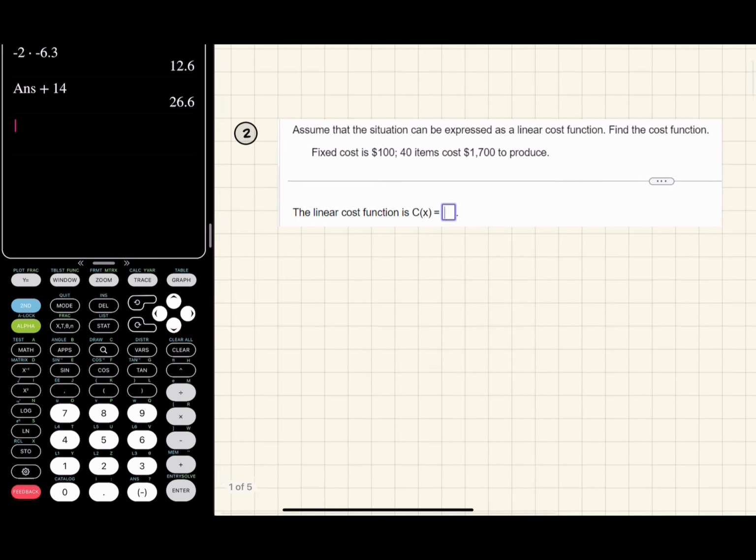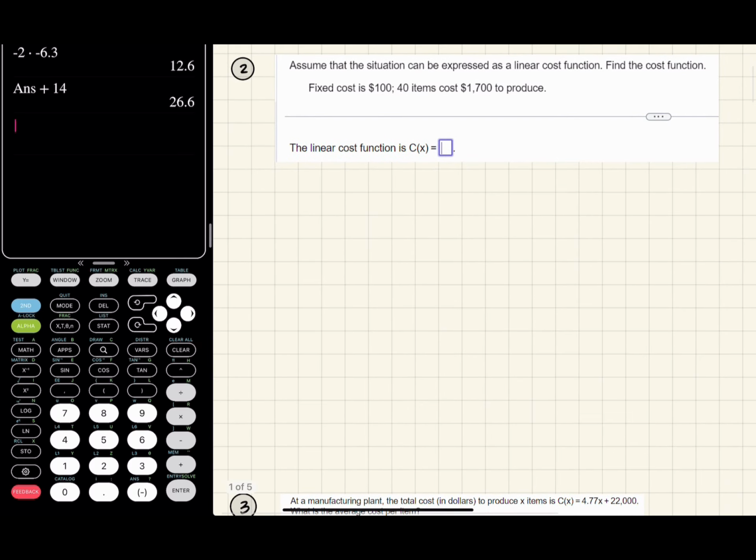All right, let's move on down to number 2. Assume the situation can be expressed as a linear cost function. Find the cost function. Okay, and they give us a fixed cost, and then they tell us for 40 items it costs $1,700 to produce. So that's kind of like giving us an x value and a y value. But for linear cost, we know that cost is equal to mx plus b.